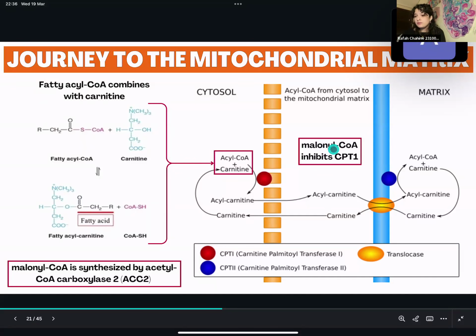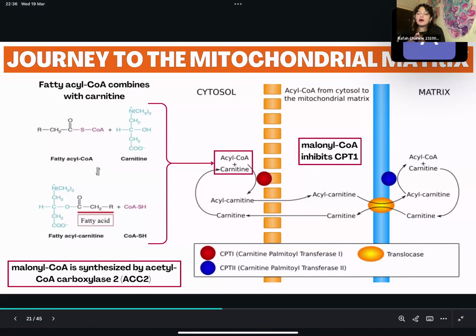Because we are currently undergoing fatty acid synthesis, malonyl-CoA will go and tell CPT1, listen, I don't want you to work right now. We don't have the time for you. We are currently trying our best to synthesize fatty acids as much as possible. We don't want you here. So malonyl-CoA will stop CPT1. Now CPT1 is inhibited by malonyl-CoA. Is that clear so far? I'm assuming that is yes.